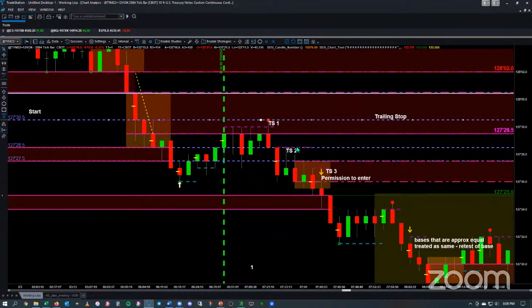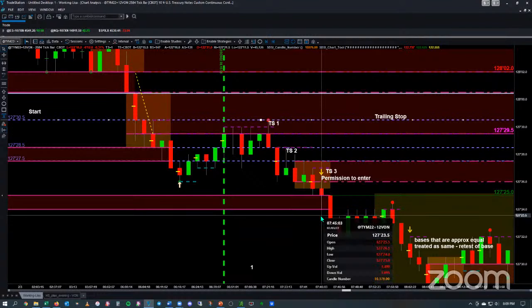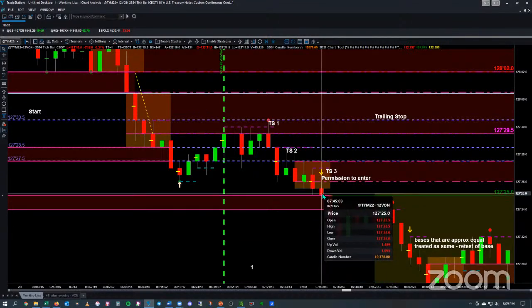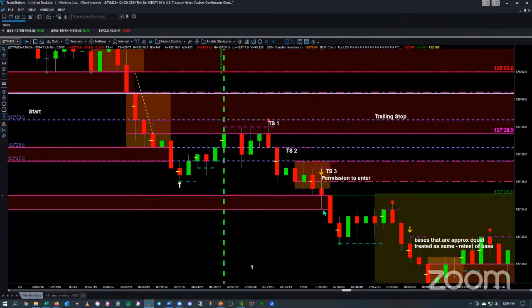So you've got permission to enter before you've reached your 1-to-1 point. That is correct. Well, actually, they happen simultaneously. They happen on the same candle. See this candle right here? See the crosshair? Yeah. That's the candle where you have permission. Okay, I think I'm following you now.